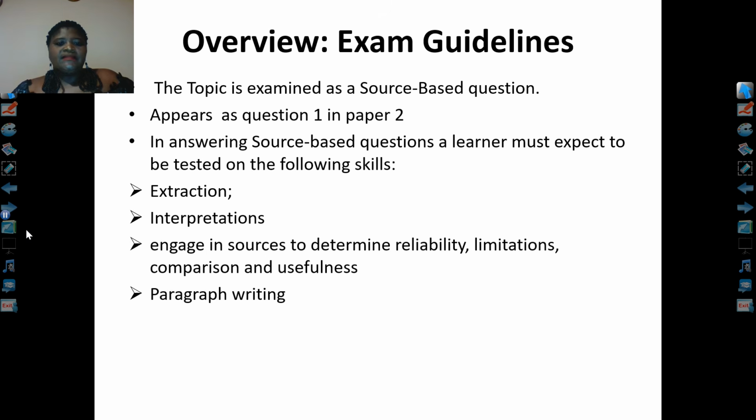Remember, when you're given the source-based questions, you'll be looking at the sources. You'll be given 4 sources maximum. That is a combination of written sources and the visual sources. In those sources, you'll be tested on different skills. For example, you'll be tested on the extraction skill. That is where you get information directly from the source. For example, you will have questions like identify from the source, what according to the source, list, name. Those are the question verbs that will be used.